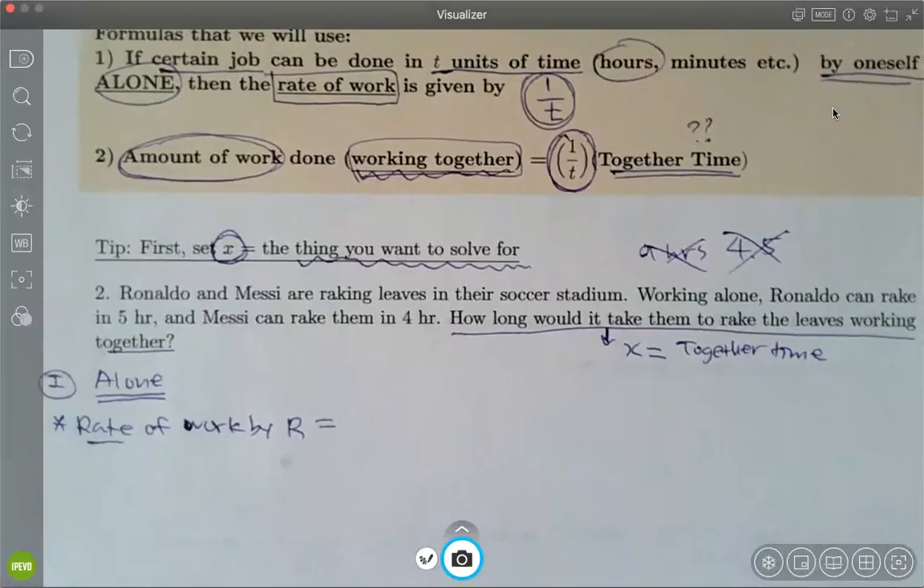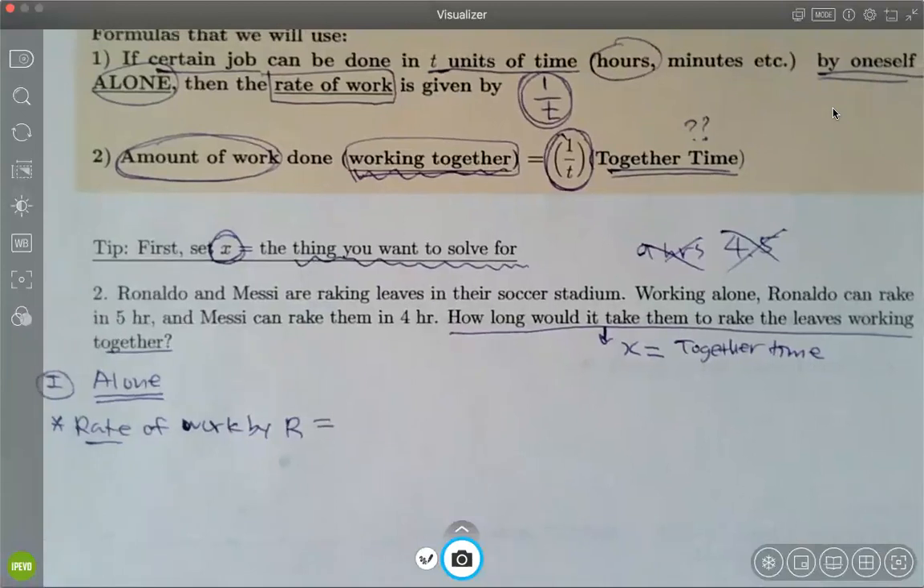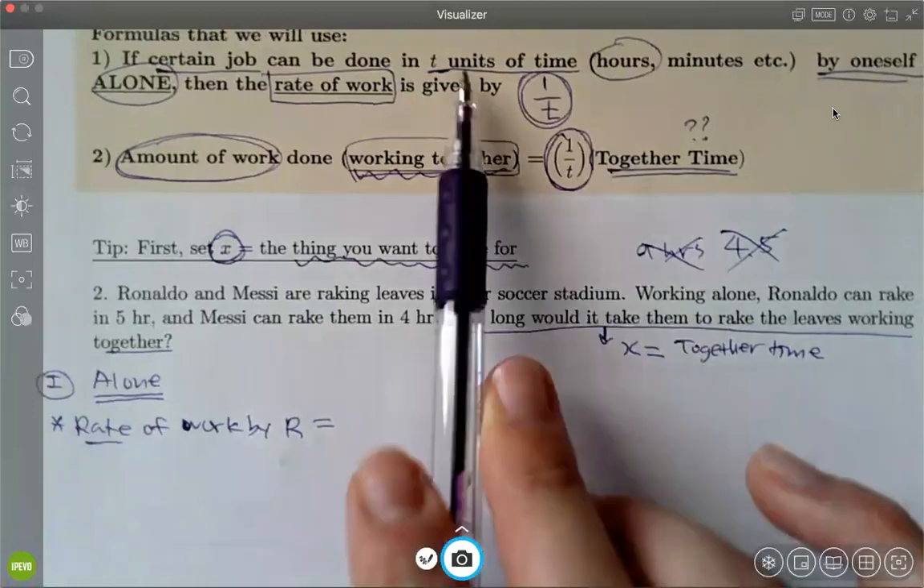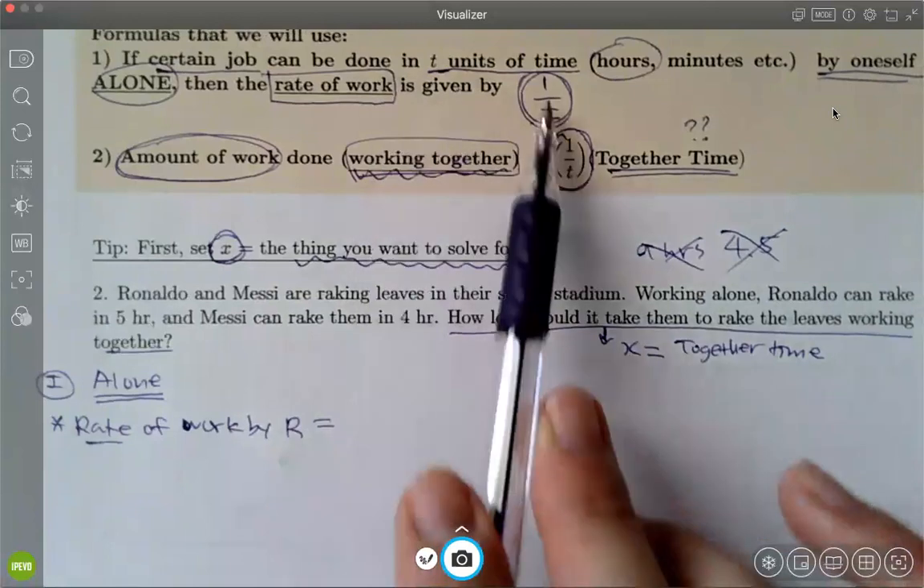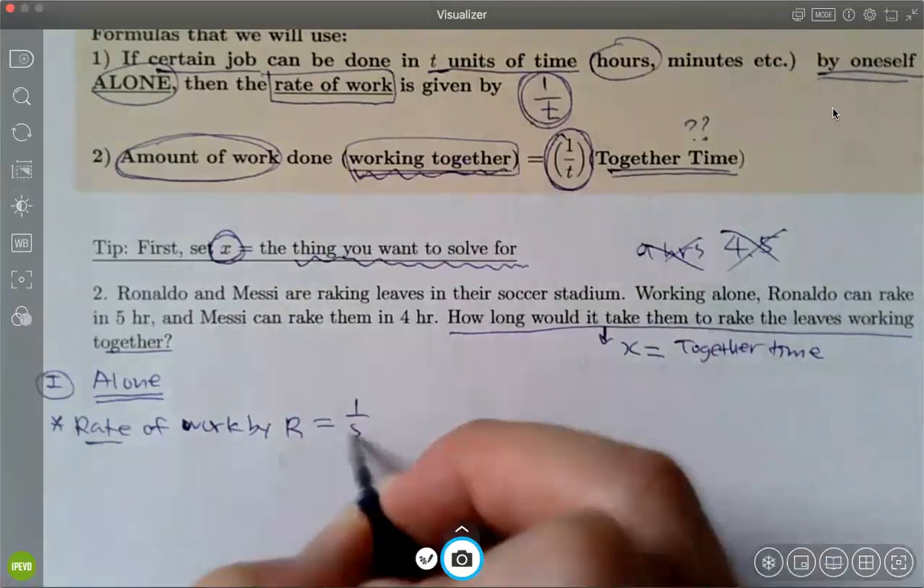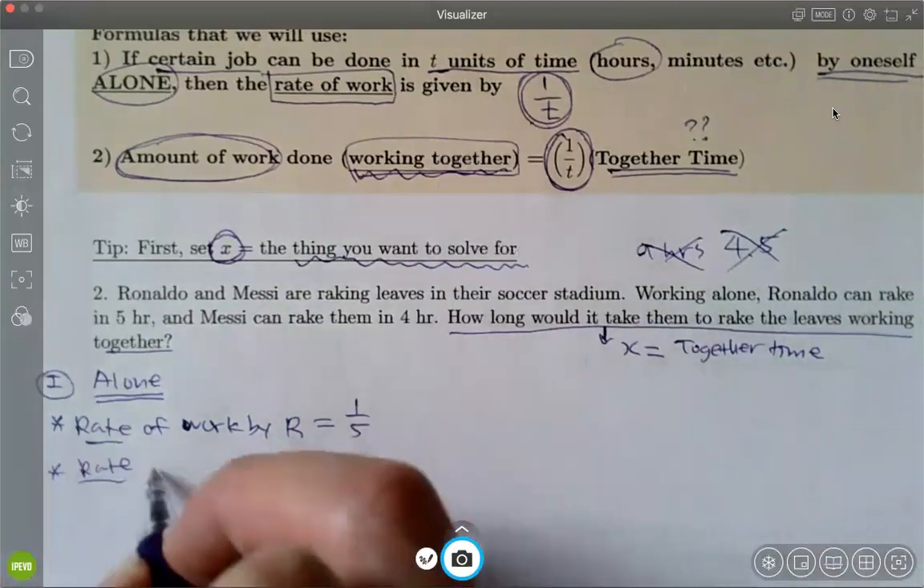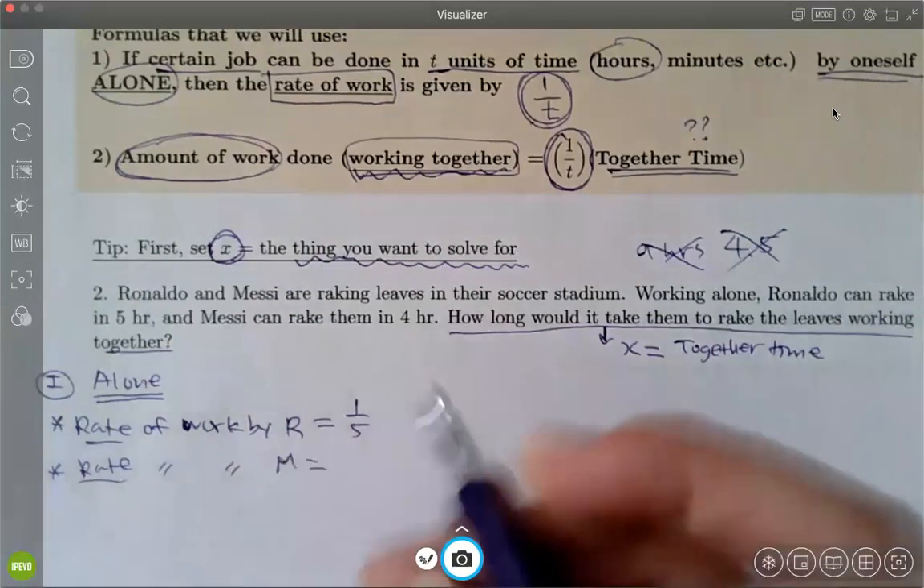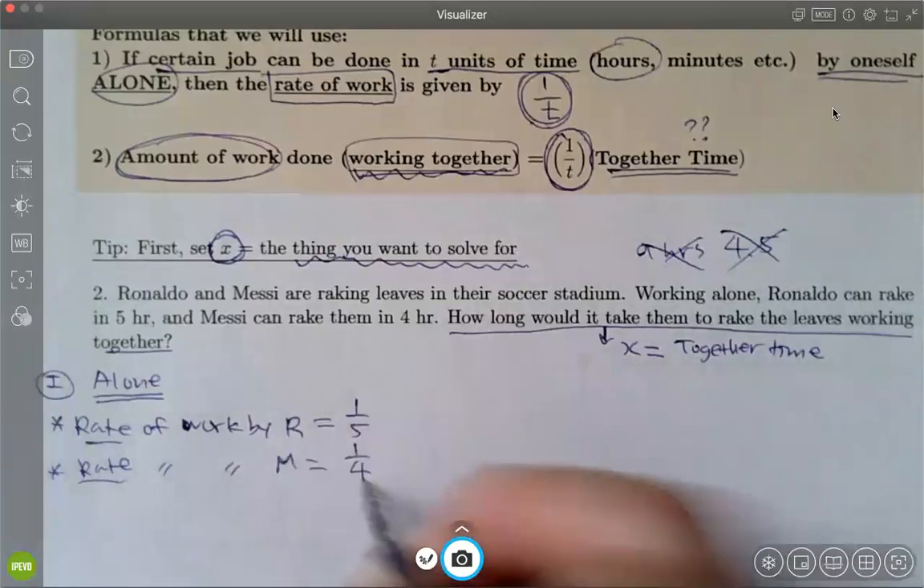Five hours. That's the time, but what's the rate? 1/5. 1/5, yes. Do you see that? Because for the rate, we have to put 1 at the top, right? So 1 over time, so it's 1/5. Okay, and now, what is the rate of work by Messi? 1/4, right?